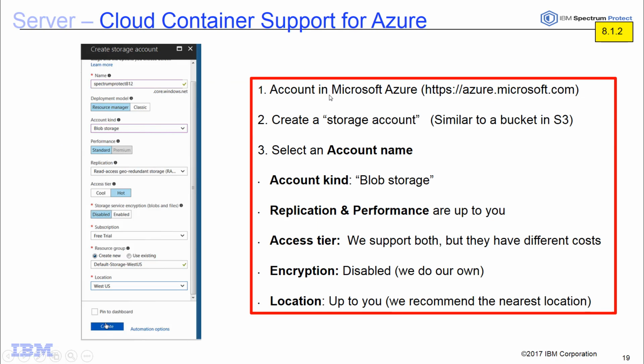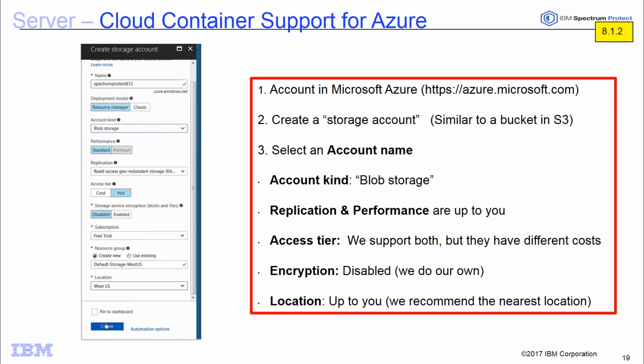If you were to go into your Microsoft Azure account, you can create a storage account like you see over here, and you would add in a name for that storage account. You would want that account kind to be a blob storage. You can determine what type of performance you use, whether it's standard or premium, as well as the access tier, where we support both cool or hot, the difference being how Microsoft charges for them. For encryption, set that to disabled. We'll be using our own Spectrum Protect server-side encryption.